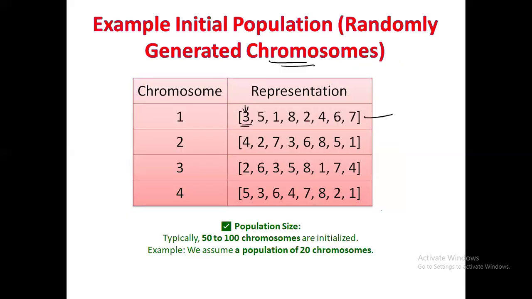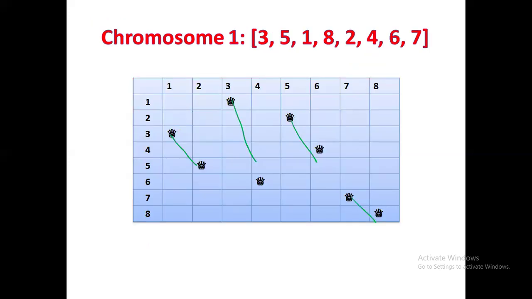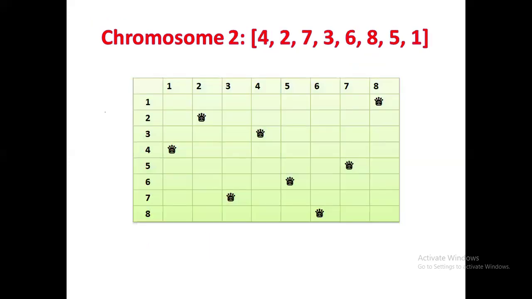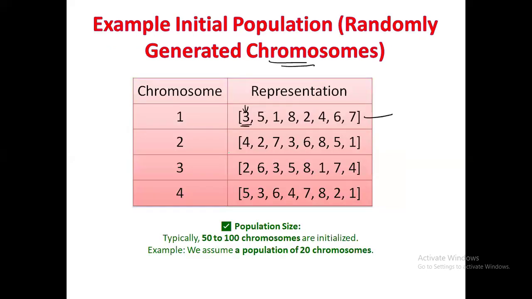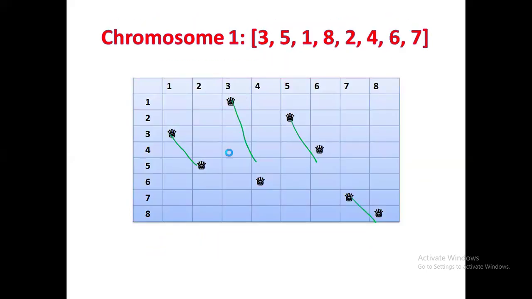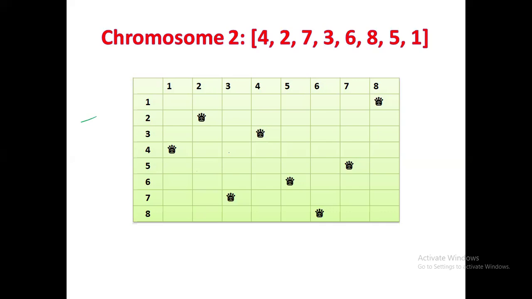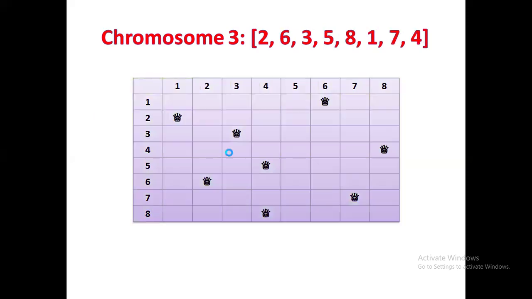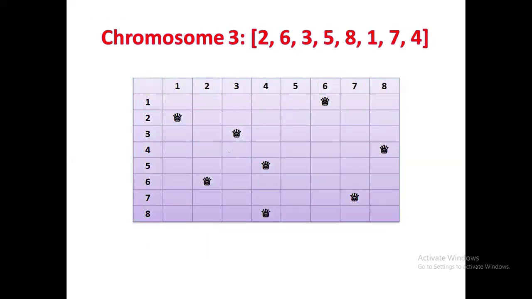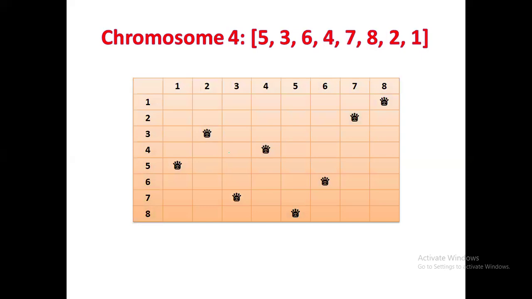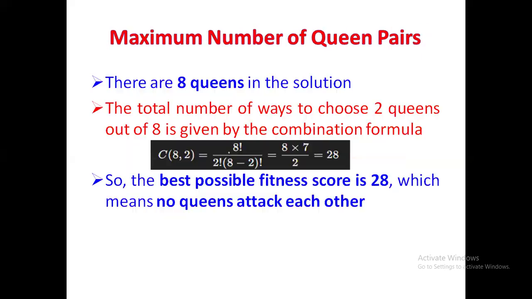Similarly, for the second representation, 42736851. So we have represented it over here in the column, just to look into. And the third chromosome is 26358174. So we have presented it like this, and the fourth chromosome is 53647821. It is presented like this.